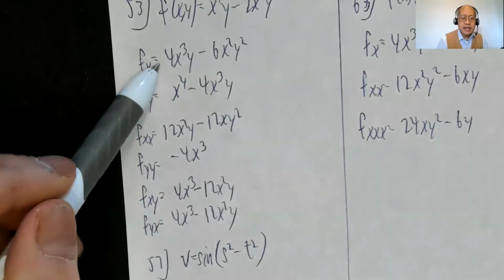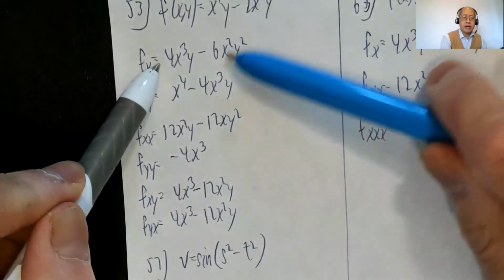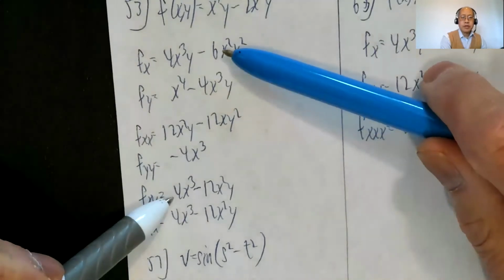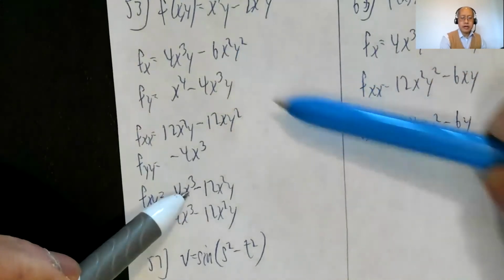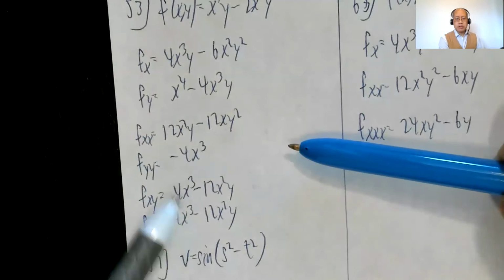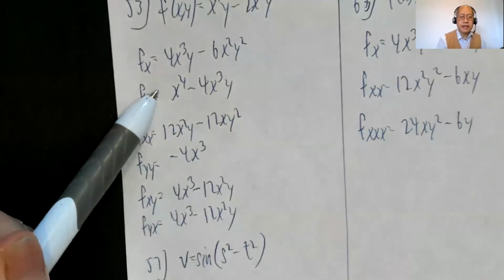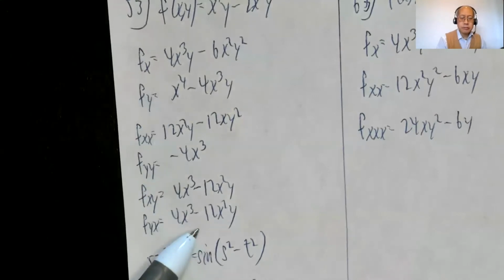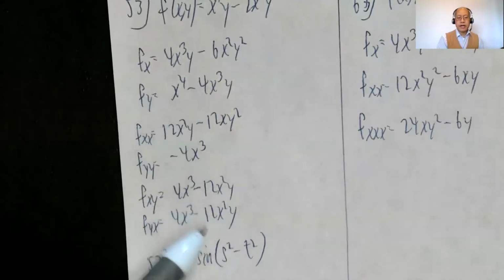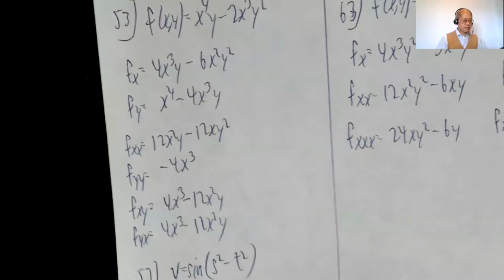Fxy means take this and differentiate with respect to y. So 4x cubed minus 12x squared y. And yes, they're supposed to be the same, but let's check. Fyx means take this and differentiate with respect to x. 4x cubed minus 12x squared y. And yes, indeed, they are the same.